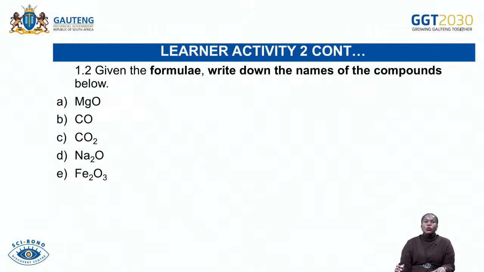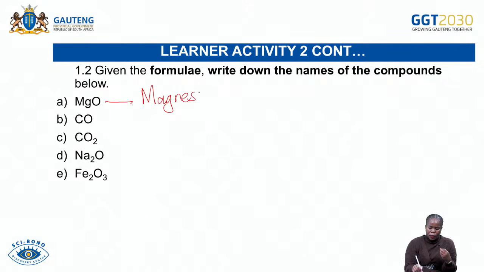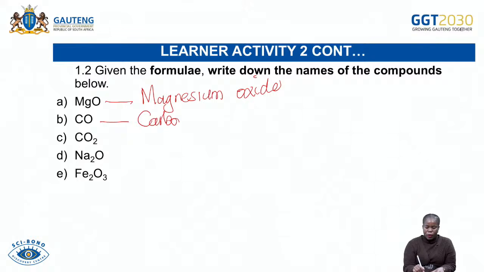All right, that is why on this second activity, given the formulae, now we need to go back to giving the name. Now MgO, we just did that one. It is your magnesium oxide. CO, because there's only one oxygen there, is going to be carbon monoxide.